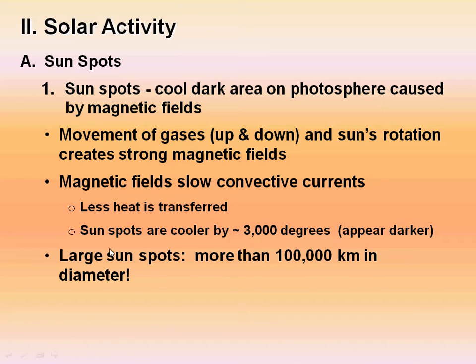So now here's the interesting thing. I love this statement. Large sunspots are more than 100,000 kilometers in diameter. The Earth, where we are at right now, is 40,000 kilometers in diameter. The sunspots are larger than the Earth, almost by a factor of 3. That is what's so cool, right? And so we're thinking about these massive areas.